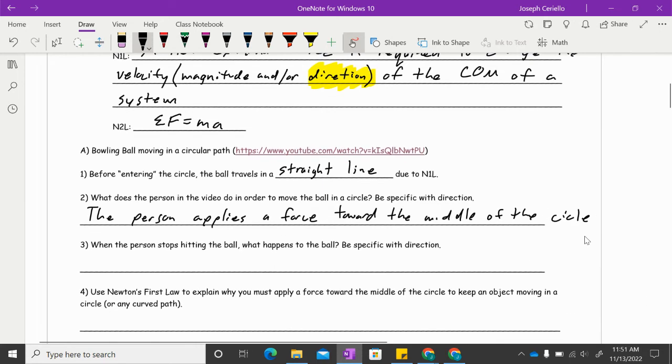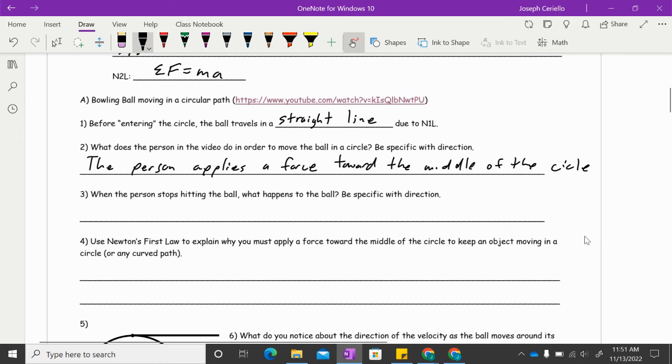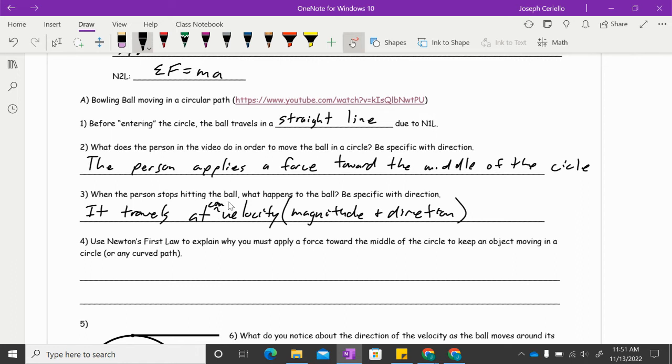When the person stops hitting the ball, what happens to it? Well, now there is no longer a net external force on the system, so it's going to travel in a straight line at constant speed. Well, it travels at constant velocity, magnitude, and direction. The value of its speed is not changing, and its direction is not changing. Therefore, it's traveling in a straight line. Constant velocity.